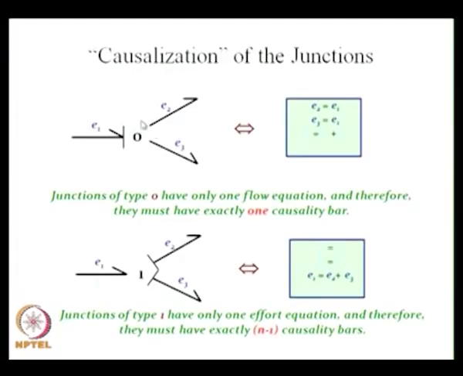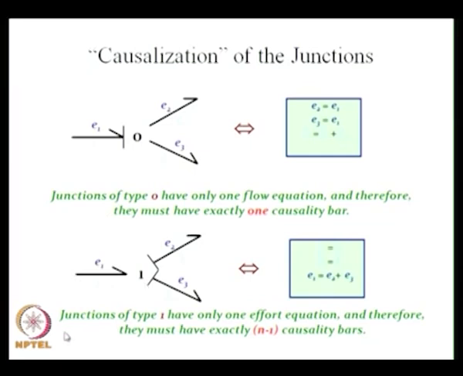The final one is the causality for the junctions, 0 and 1 junction. As I told you, the 0 junction is a common effort junction. There can be only one effort coming into this junction, and therefore this is the effort coming in, with one stroke over here, and all other bonds will be without a causal stroke on this end, so they will have the causal stroke on the other end. That is the causalization of the 0 junction. Junctions of type 0 have only one flow equation, and therefore they must have exactly one causality bar, because there can be only one flow equation. That's why there is one stroke over here.